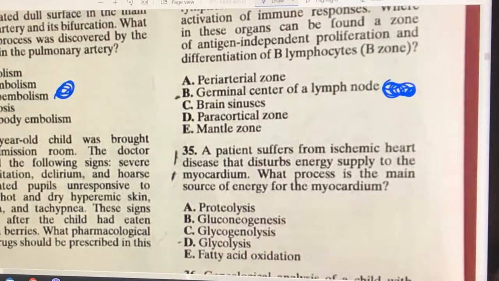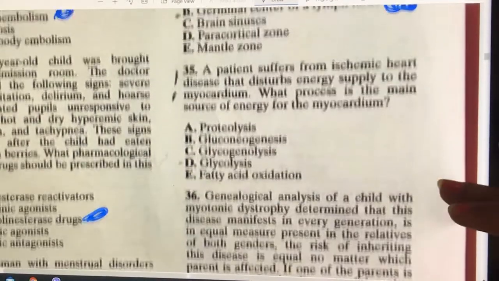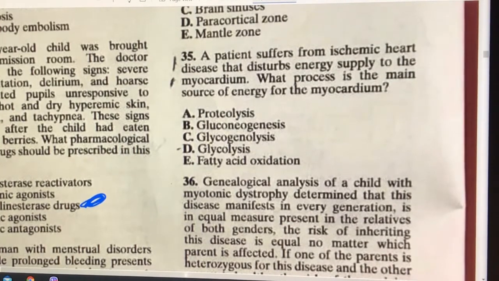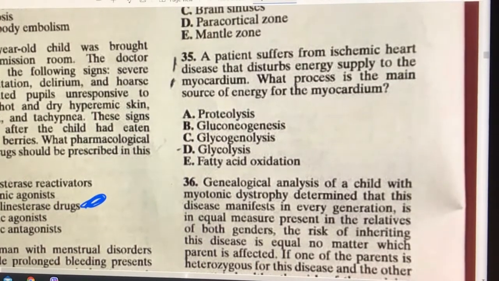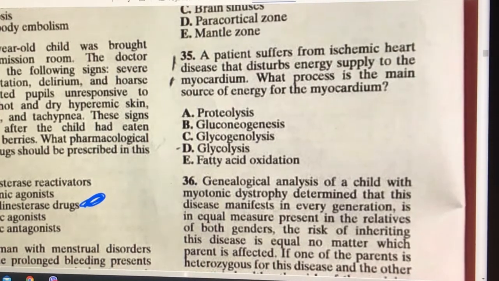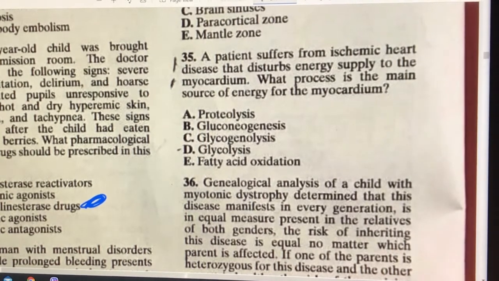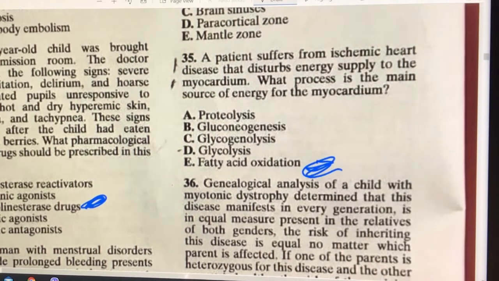Question number 35. A patient suffers from ischemic heart disease that disturbs energy supply to the myocardium. What process is the main source of energy for the myocardium? Guys, they are asking about the main source of energy for the myocardium. So the main source is fatty acid oxidation.